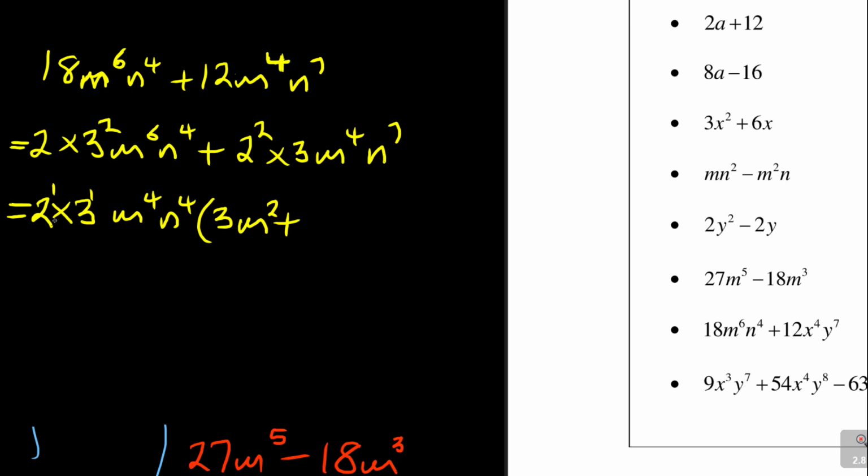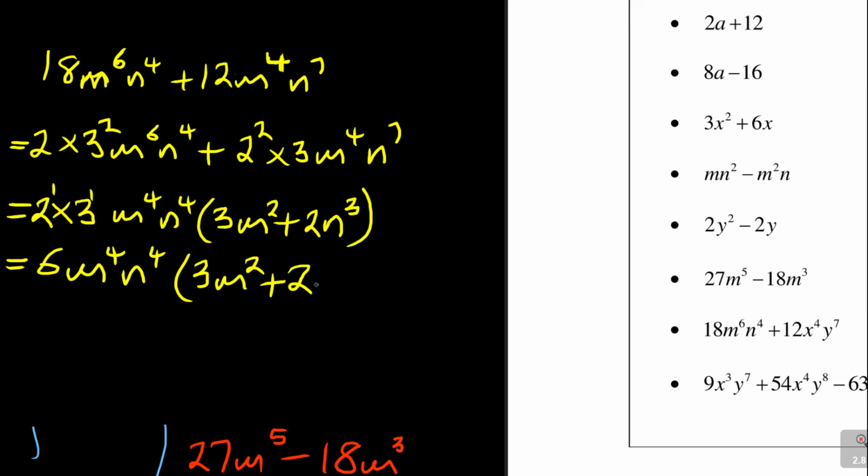Now plus again 2 squared, it's 2 with only 1 will remain, and then 3 will go because it was 3 and 3. Look at the m4 also gone. What about n? n4 and 7, it's n to the power of 7 minus 4 is n to the power of 3. That's it. Then you multiply 2 times 3, it's 6 m4 n4. Then you've got 3m squared plus 2n3. Then that's it. You are done.